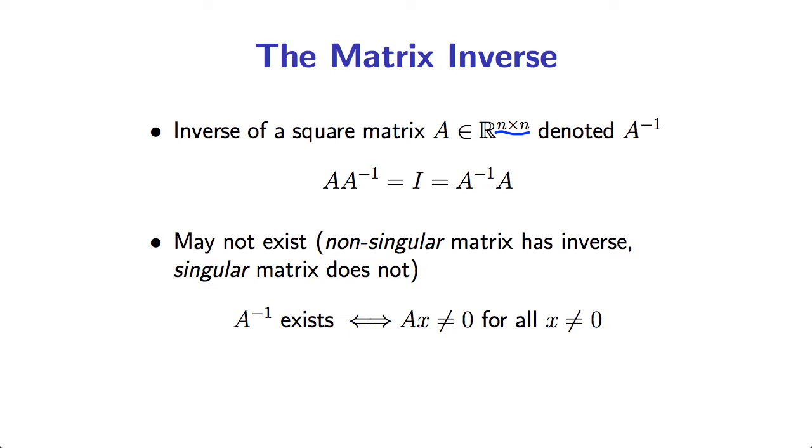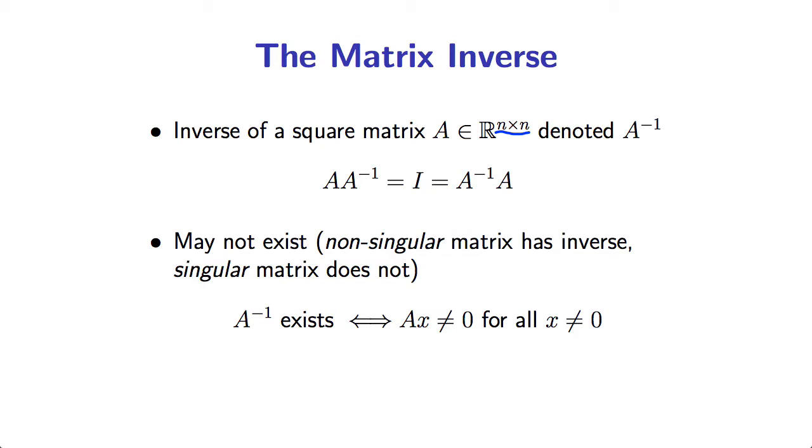There exist other types of inverses or similar generalizations for non-square matrices, but we're only going to talk about square matrices here. The inverse, A inverse, is a matrix such that when we multiply it by A, A times A inverse, that equals the identity. And we can actually do this multiplication on both sides. So A inverse times A also equals the identity.